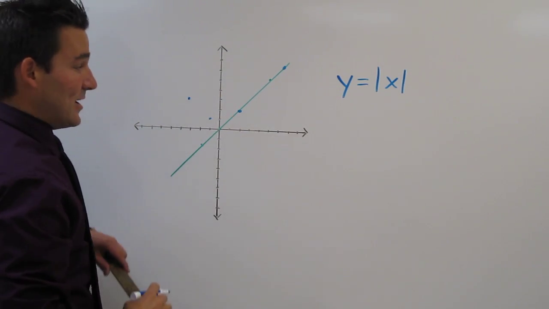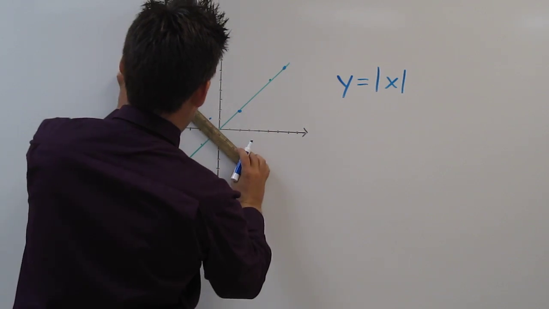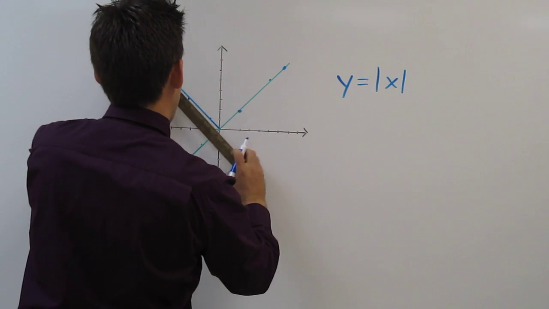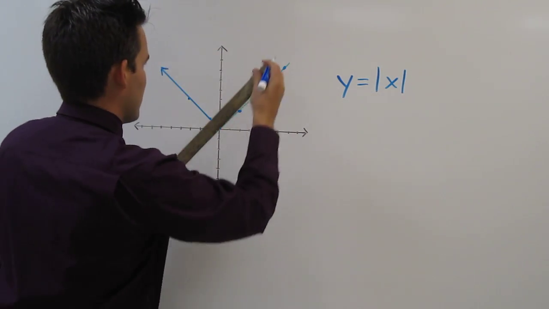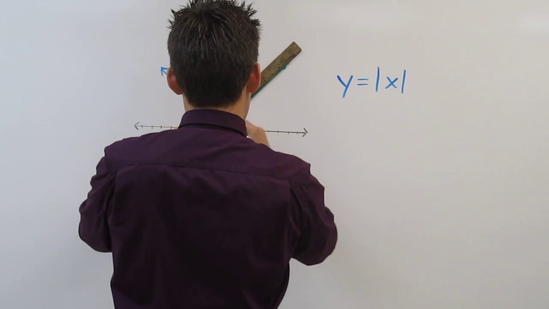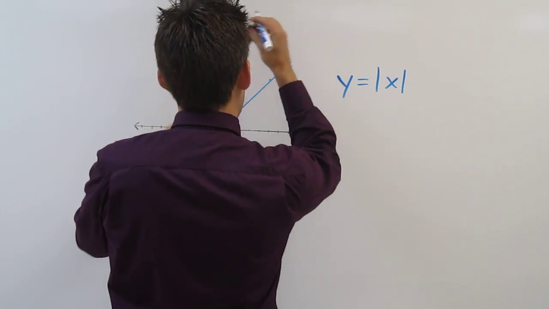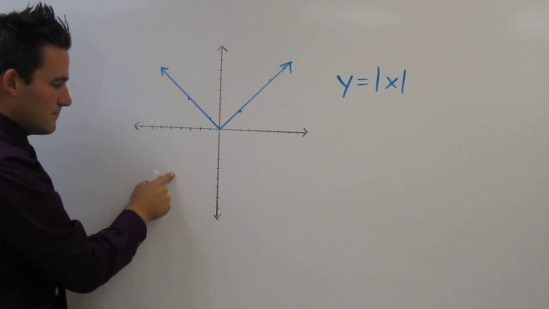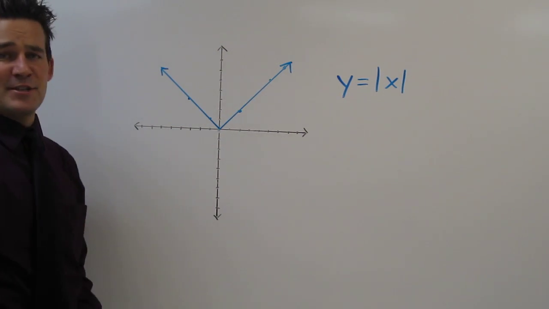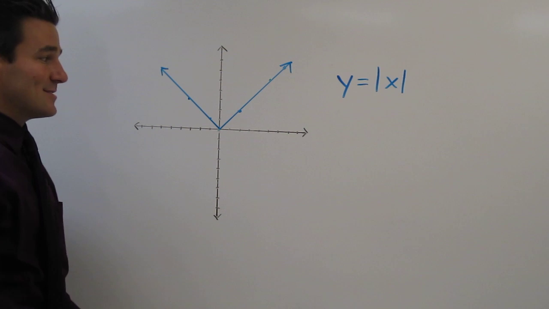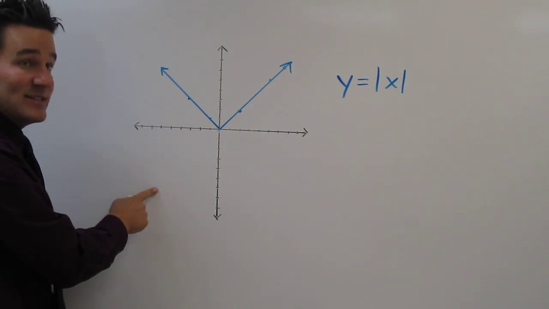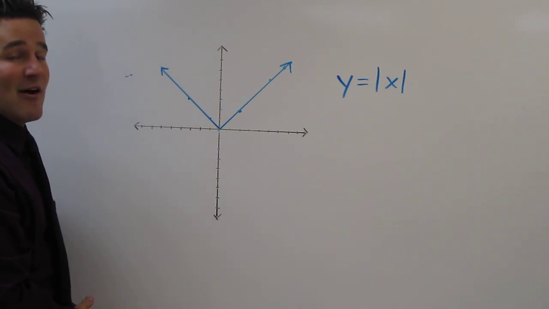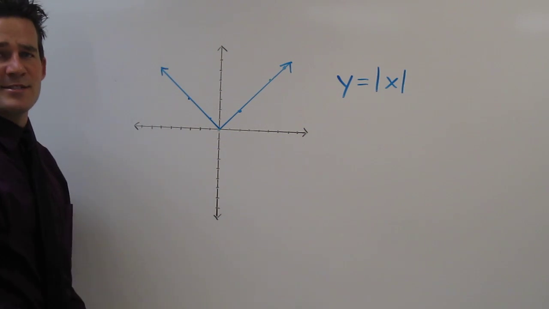Graphing this will end up looking like this. So over here it matches the graph of y equals x. But the graph of y equals x went down into quadrant 3 here. It's being reflected up here because now every negative y is going to be a positive y instead.